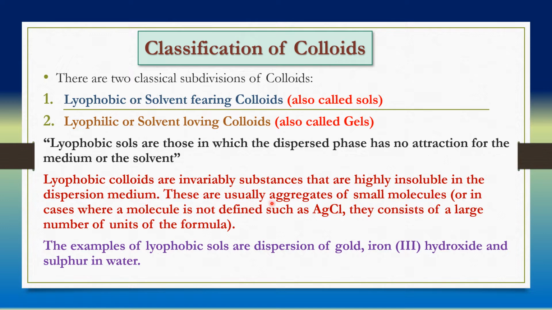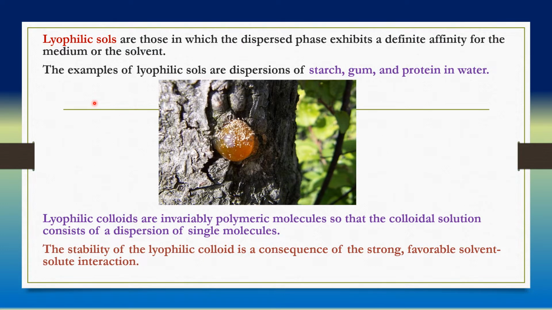These are usually aggregates of small molecules, or in cases where a molecule is not defined, such as silver chloride, and they consist of a large number of units of the formula. The examples of lyophobic sols are dispersions of gold, iron hydroxide and sulfur in water. Lyophilic sols are those in which the dispersed phase exhibits a definite affinity for the medium or the solvent, and examples of lyophilic sols are dispersions of starch, gum and protein in water.